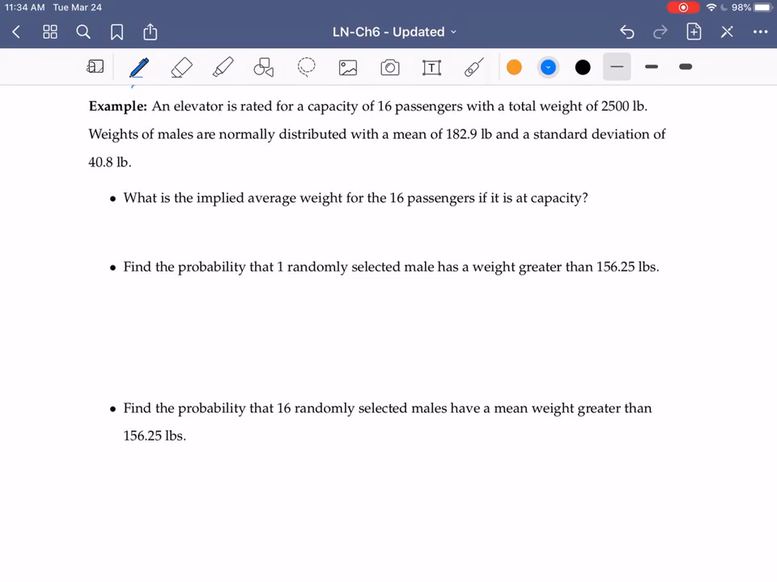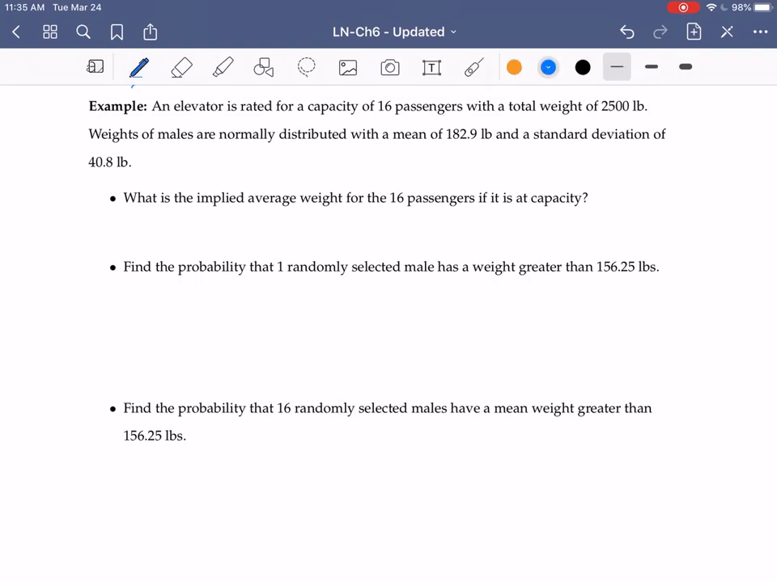All right, so here we have our example. An elevator is rated for a capacity of 16 passengers with a total weight of 2,500 pounds. Weights of males are normally distributed with a mean of 182.9 pounds and a standard deviation of 40.8 pounds. So we're going to go through three different questions.